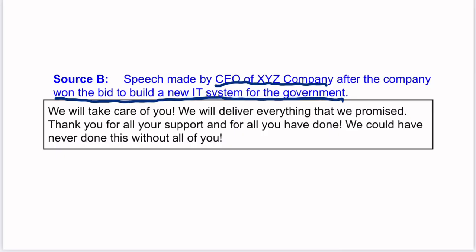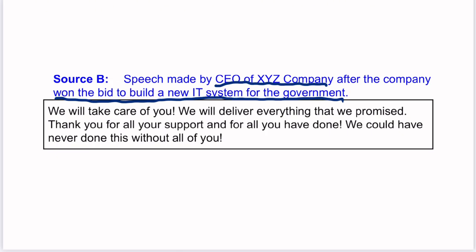What have they done? What's the support here? By helping them win the bid for XYZ company to be able to build that new IT system. "We could never have done this without all of you." This particular line shows that without the workers, the people working with this CEO, this bid would not have been won. So you can see very clearly right now, when I change the context, when I change the provenance of this source, the people who you are expecting to listen to it also changes.